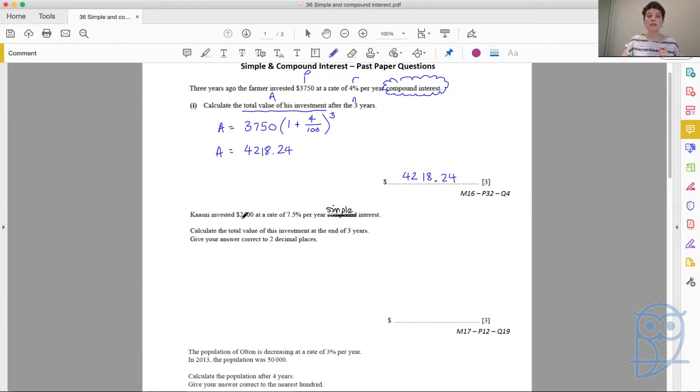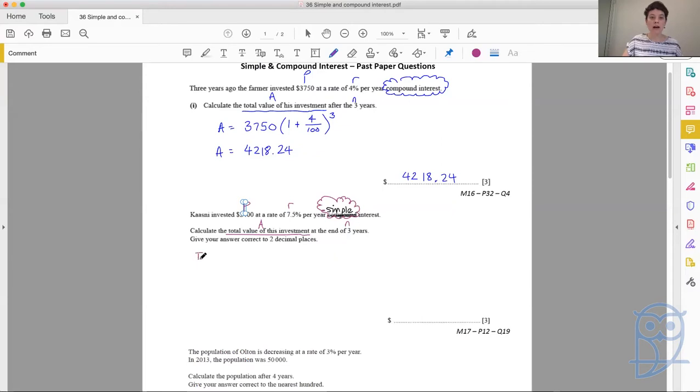So invested 2,400, there's our P. At a rate of 7.5%, there's our R. At the end of 3 years, there's our N. Total value of this investment, we want A. And we are working with simple interest. So remember our simple interest formula, that's the one that says I equals. We're going to need to calculate that interest and then add it on to that starting principal.